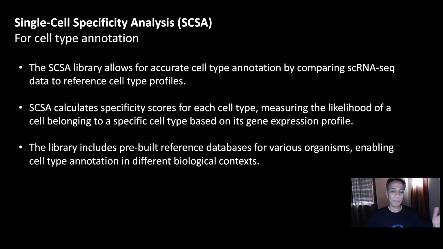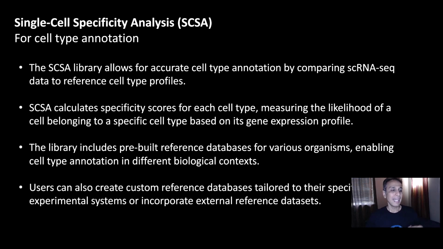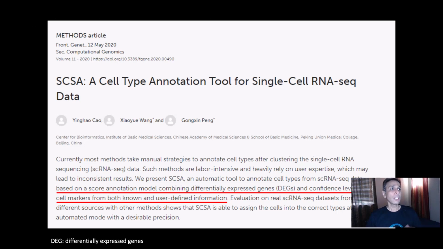It includes the library that they provide and a pre-built reference database for various organisms, obviously enabling us to perform this annotation. And you can create your own custom reference database if the one that they provide is not useful for you, or not sufficient for you, I should say. So here is the paper. You can go ahead and Google search for this. It's pretty easy. They have the link even on their GitHub page. If you just Google search for SCSA, I'll leave all the links down below in the description anyway.